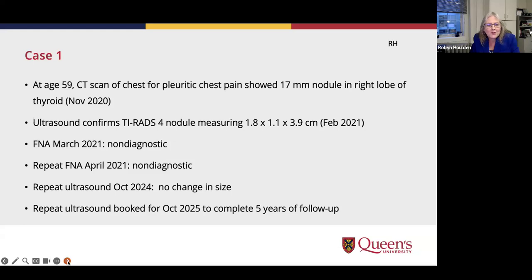So this patient at age 59 has a CT scan of the chest done for pleuritic chest pain, and it shows a 17 millimeter nodule in the right lobe of the thyroid.